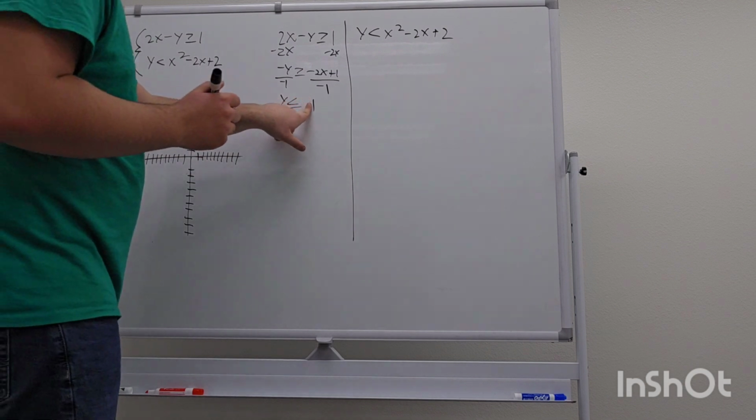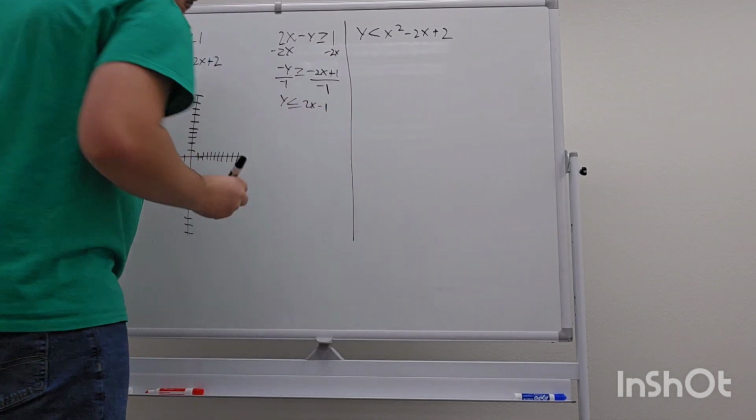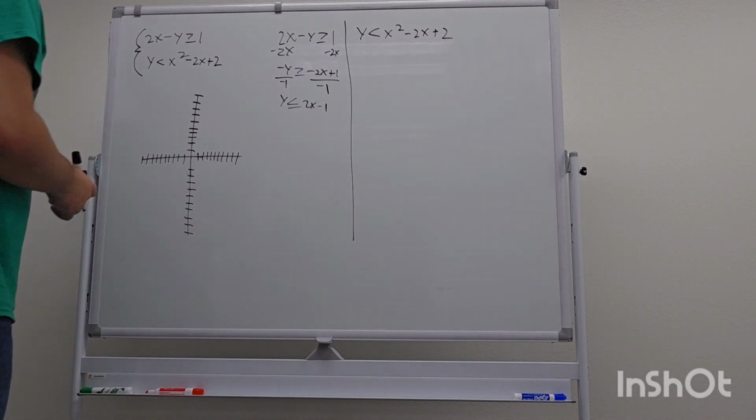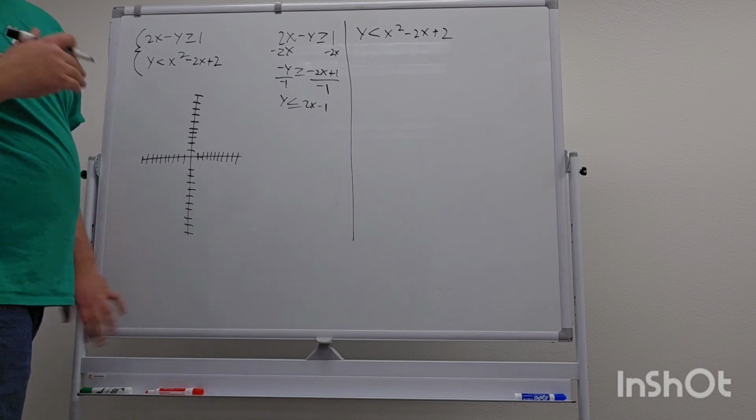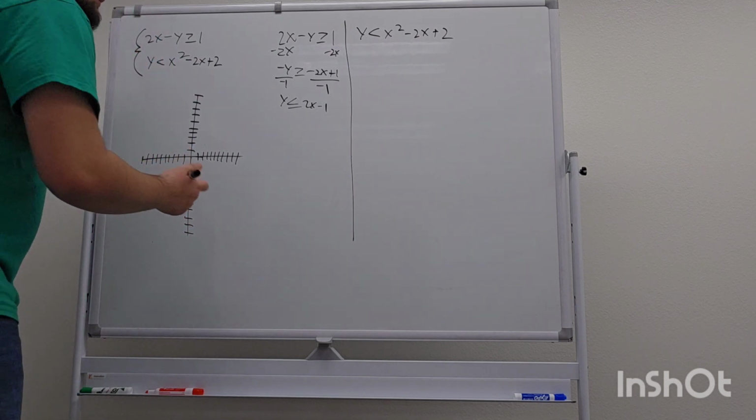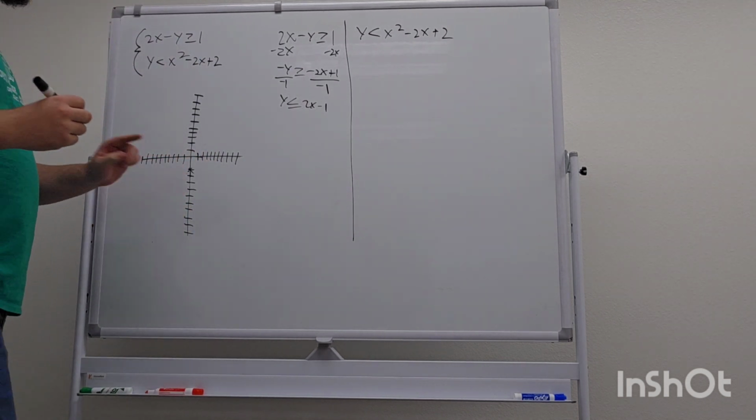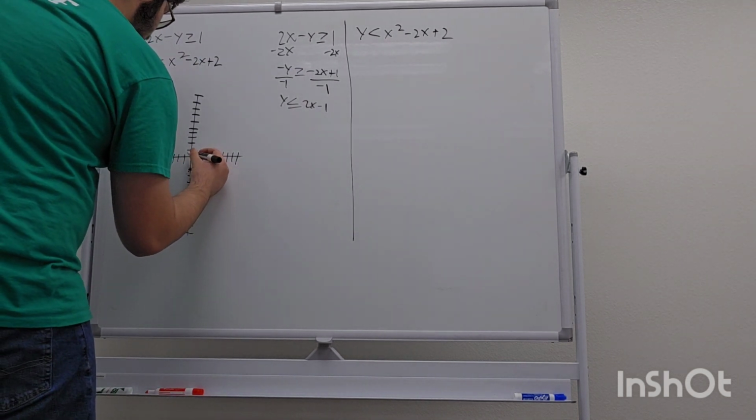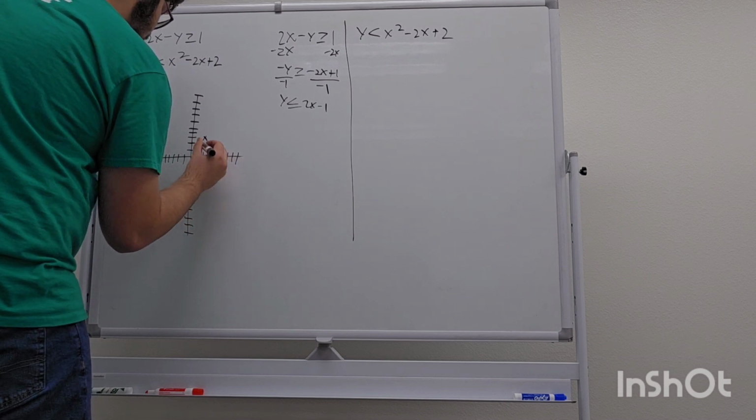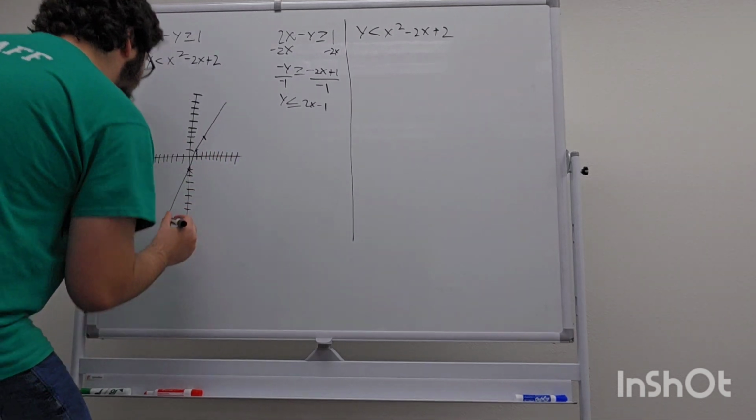Sorry, I forgot the 2x, 2x minus 1. Now we have our y-intercept form. We are going to go ahead and graph it. I'm not the best artist, so this graph is not 100% accurate, but it is pretty accurate. So if we mark down our x-intercept as negative 1, go up 1, 2, 1, 1, 2, 1. That gives us our line.